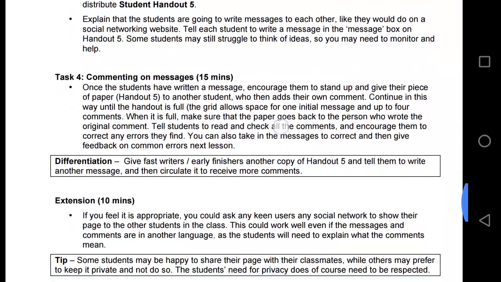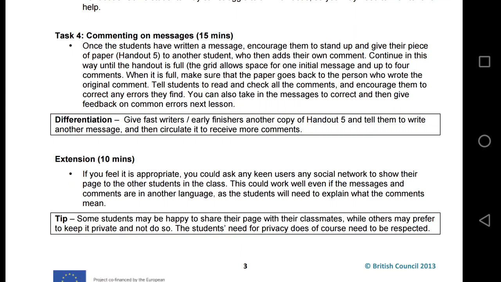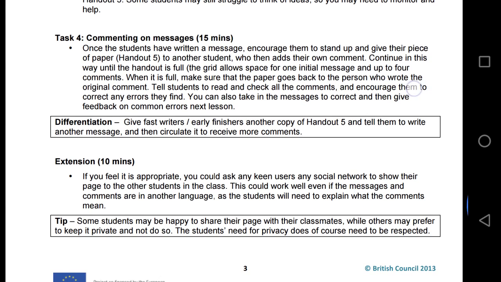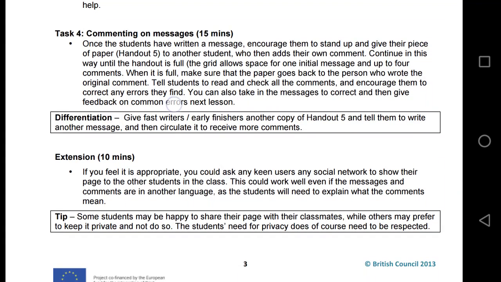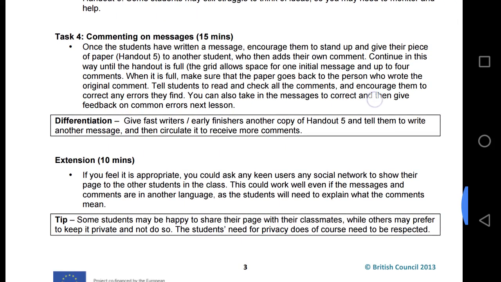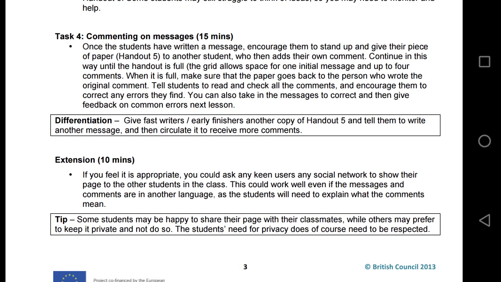One thing that I did notice on this is, where is it at? Tell students to read and check all the comments. Encourage them to correct any errors they find. They can also take in messages to correct and then give feedback on some common errors in next lesson.